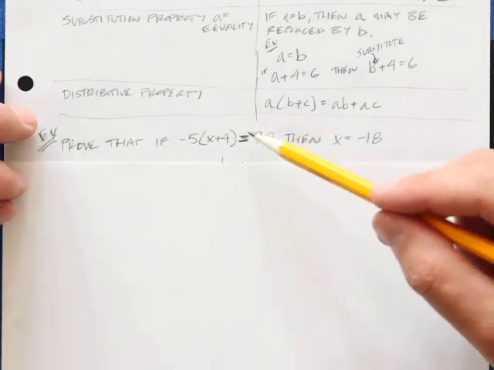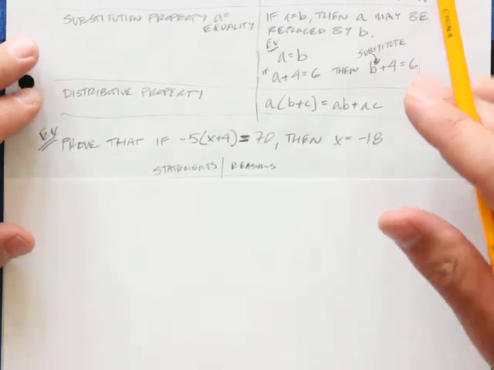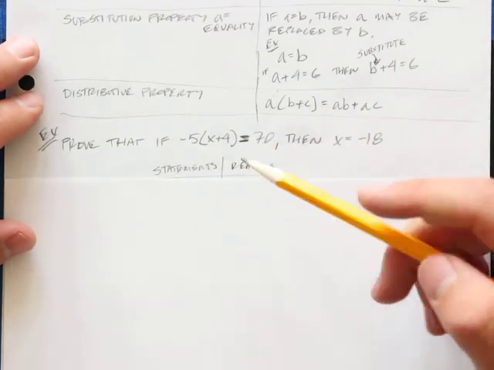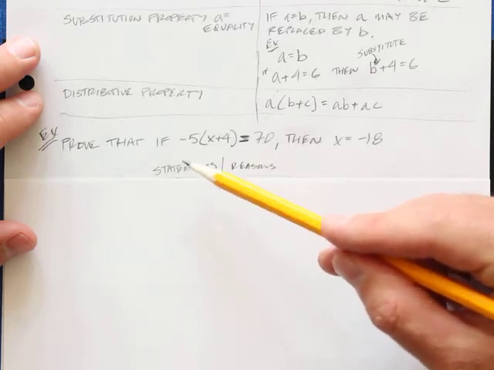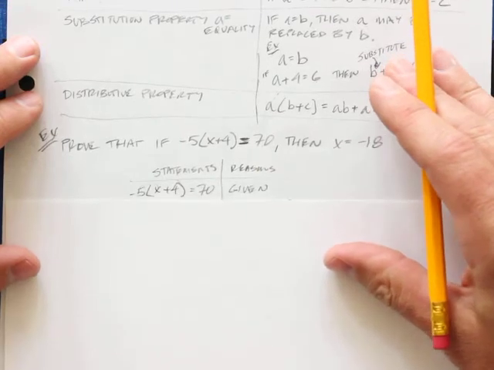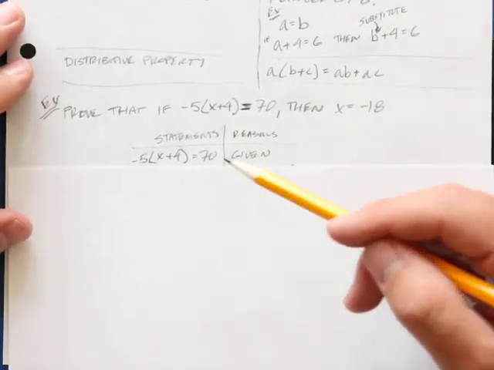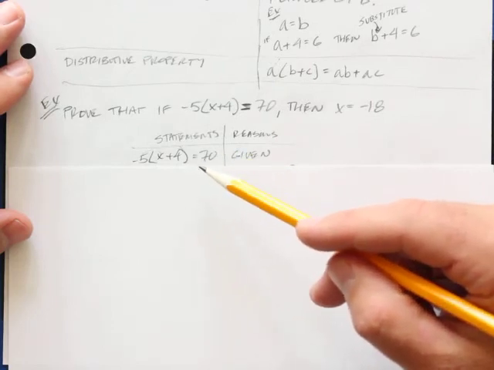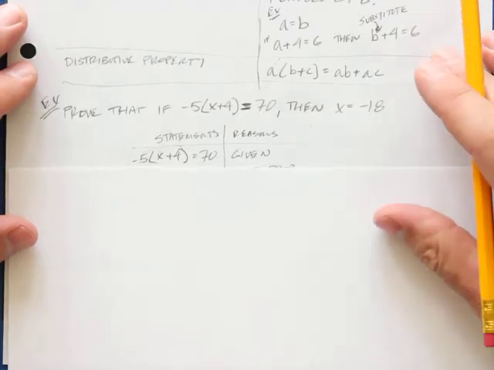If this statement is true, then this statement is true. So let's do some work here. Here are my statements and here are my reasons. The first thing I'm going to write down in my statements is my given statement: -5 times x plus 4 equals 70. I'm going to put that in my statement, and that's the given. And now I'm going to do some work in order to prove that x equals -18.